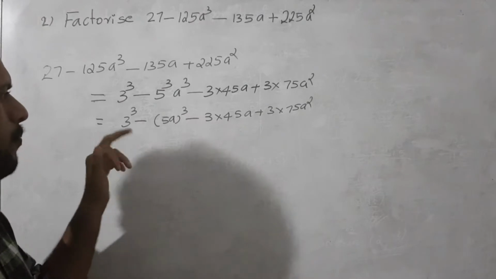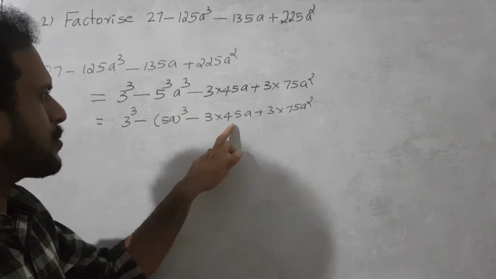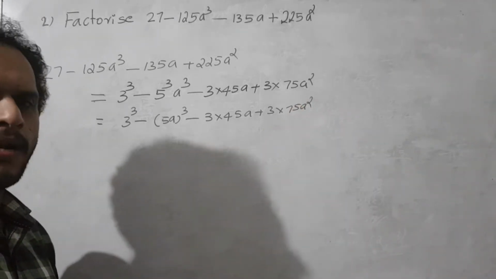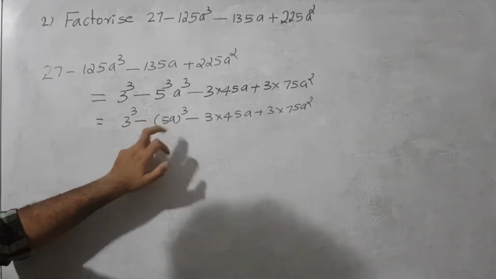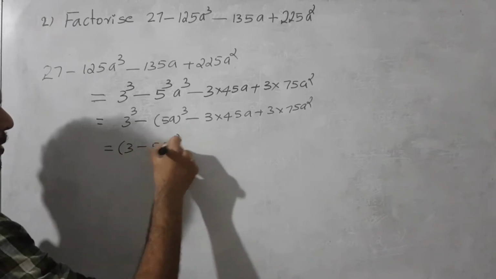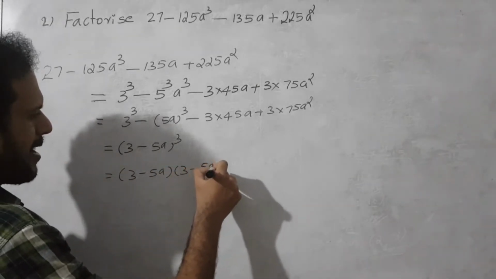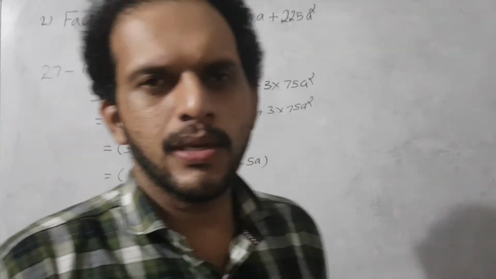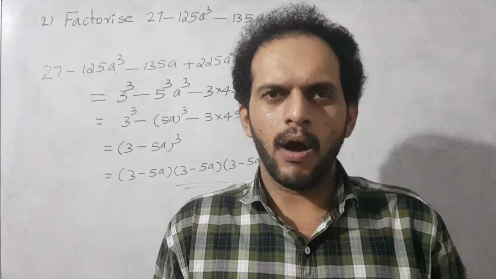Okay. Then what is this form? This form is a cube minus b cube minus 3a square b plus 3ab square. Then what is this? This is an expanded form of (a minus b) whole cube. So what is a here? A is 3. What is b here? 5a. Then how do we write? (3 minus 5a) whole cube is equal to (3 minus 5a) into (3 minus 5a) into (3 minus 5a).